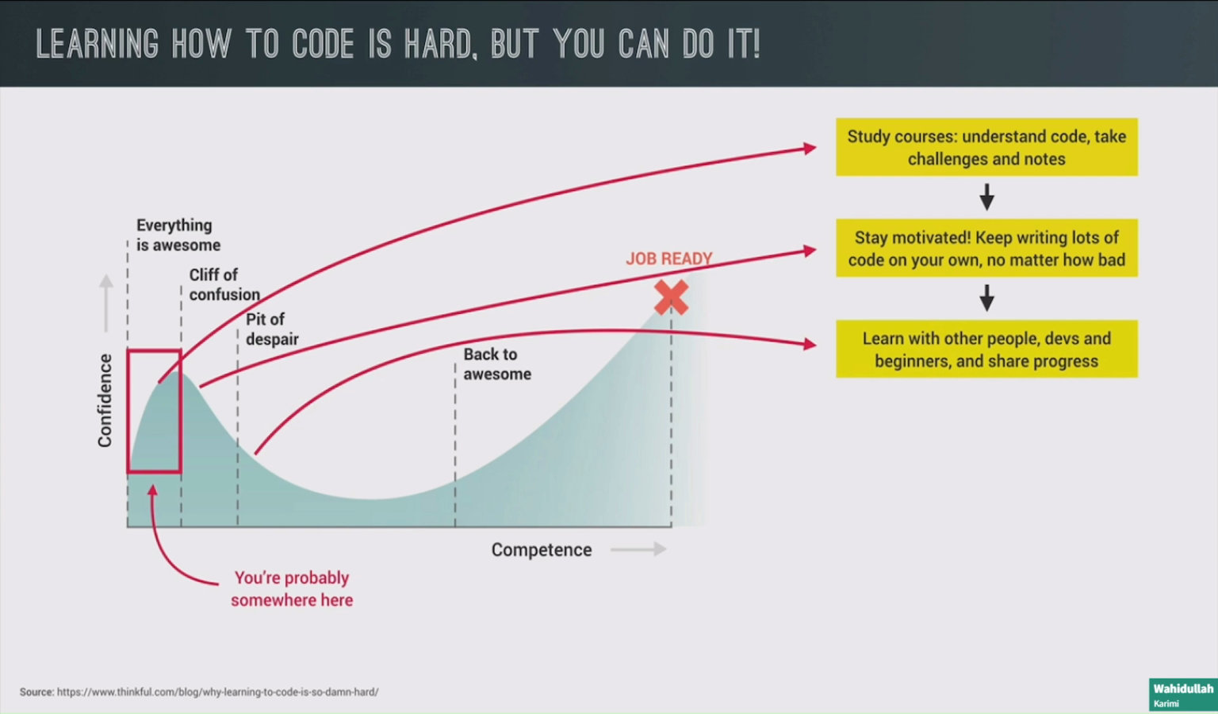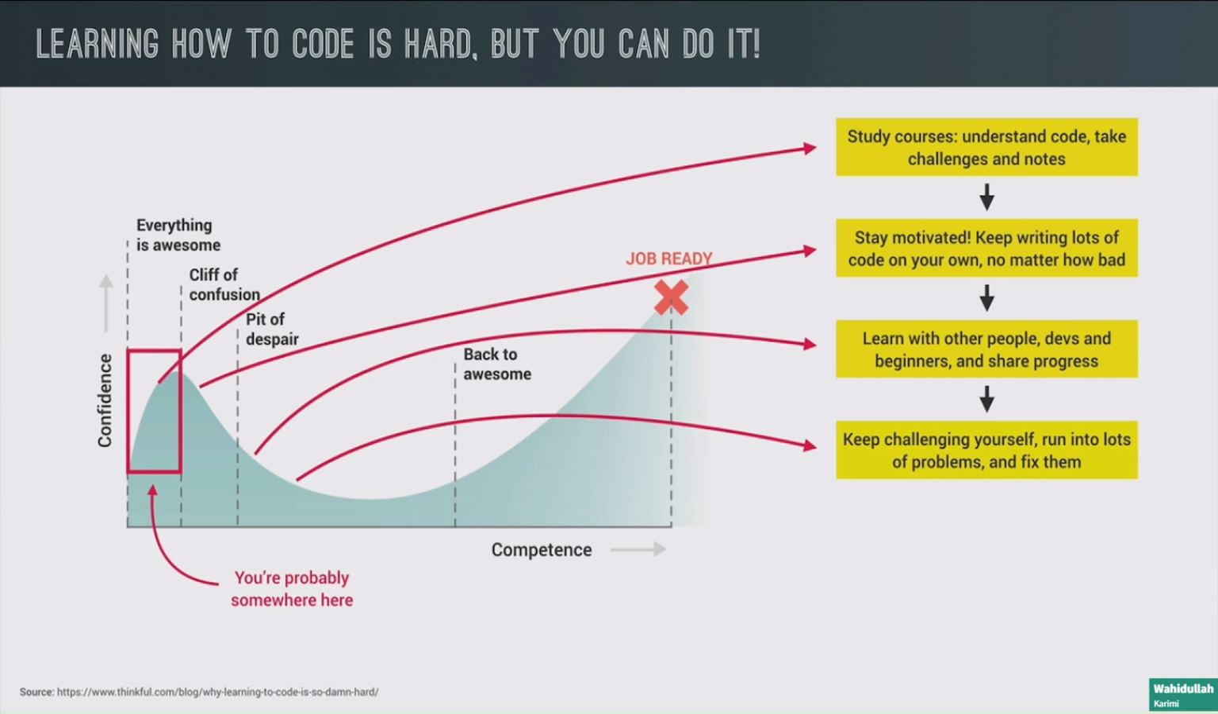To leave the pit of despair, you must keep challenging yourself. You cannot stop here. Okay? So keep building bigger and bigger projects, run into lots of problems, and keep fixing them. You really need to have this mindset of fixing problems in order to become a web developer. It's what we do all day long, basically. At this point, it's also important to keep in mind that learning how to code is a really hard thing to do.